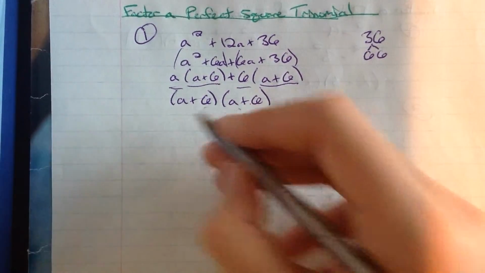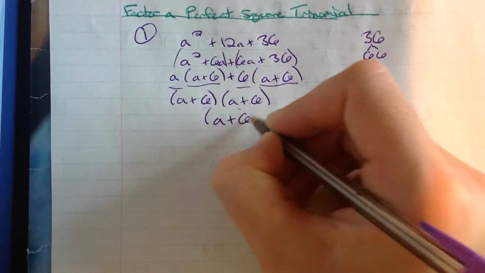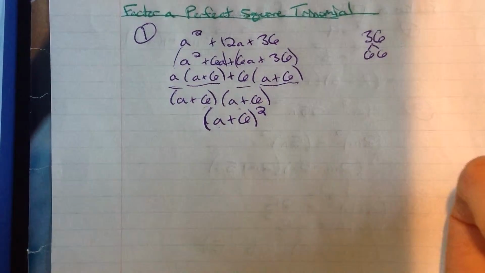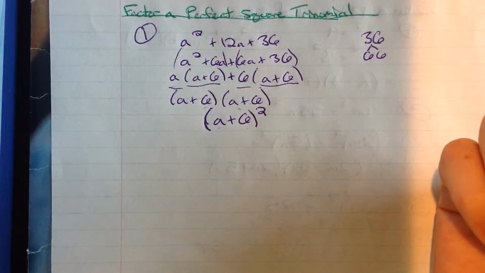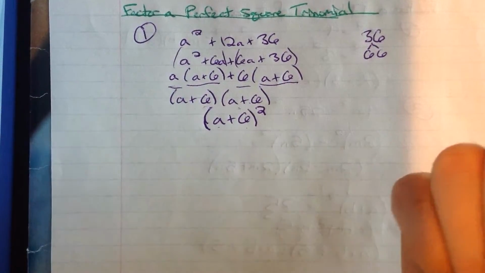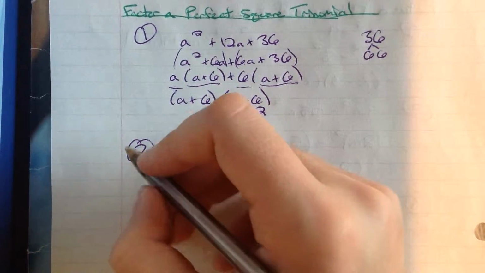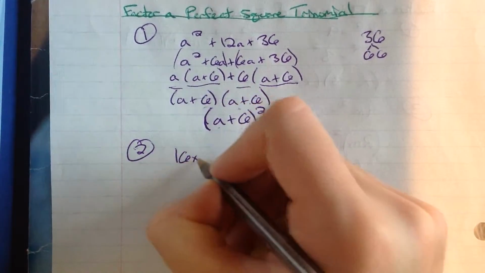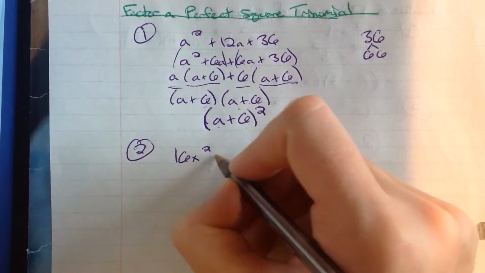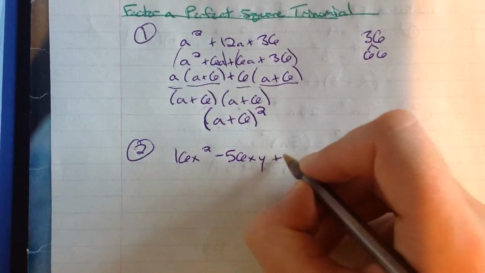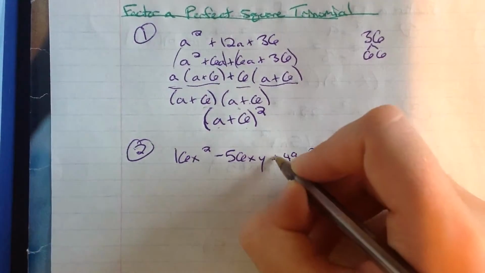So these are identical. Another way of writing that is that we have two a plus 6 terms. This is called a perfect square trinomial. It comes out to be the same factor twice. Another example would be 16x squared minus 56xy plus 49y squared.